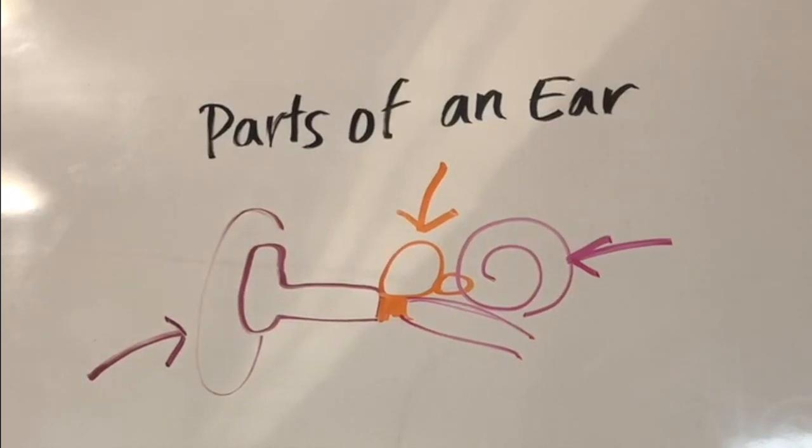After traveling through all the parts of the ear, the auditory nerve carries the neural impulse from the cochlea up to the brain, where it is then interpreted as sound.